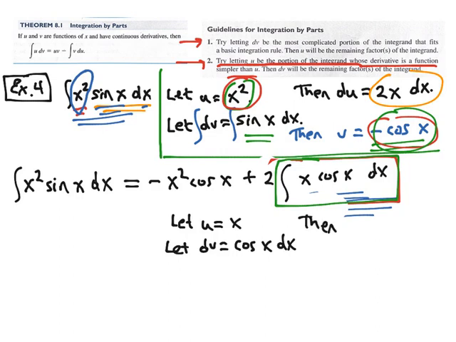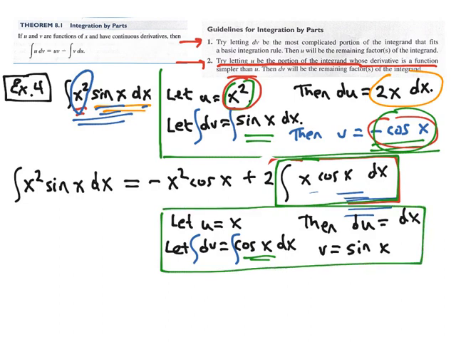So the differential of u, the derivative of x is 1, so the differential of u would be dx, and you would integrate here to find v. So v would be sine x, because that's the antiderivative of cosine x with respect to x. So now we're able to use this to continue as follows.